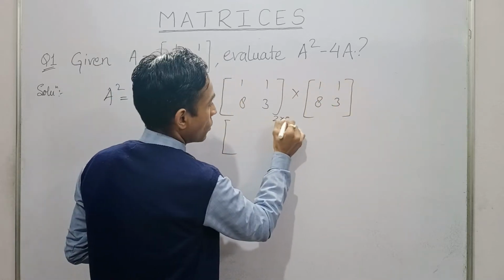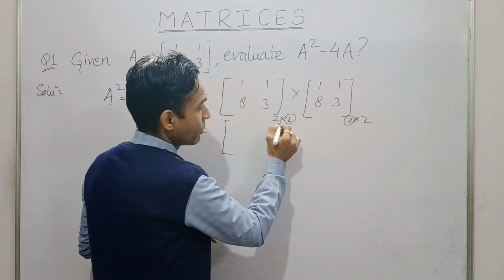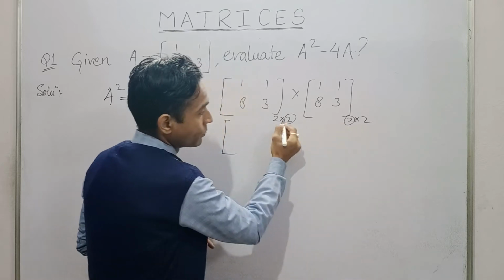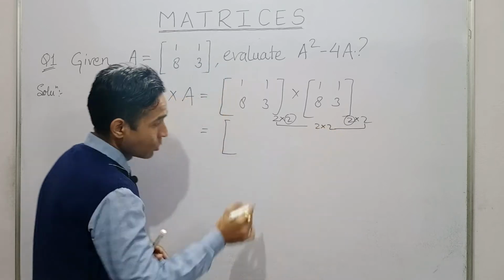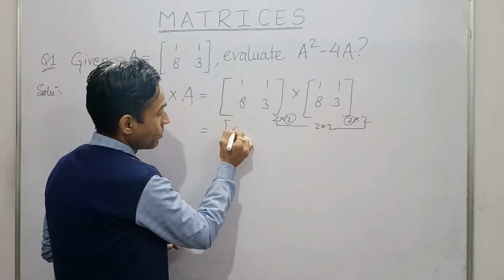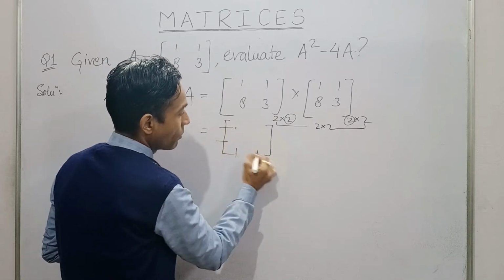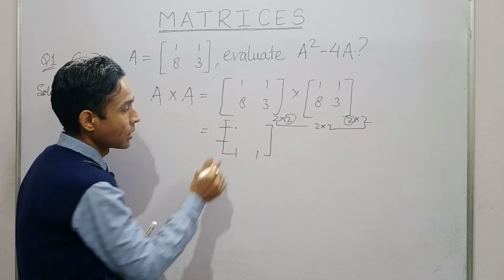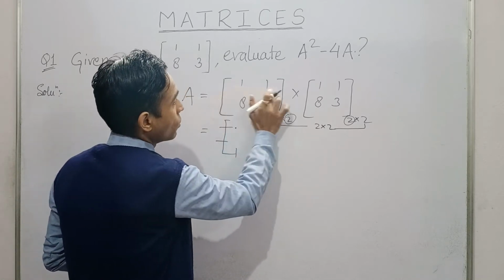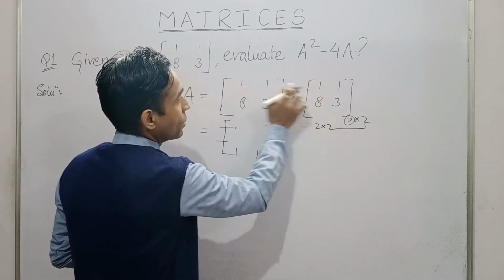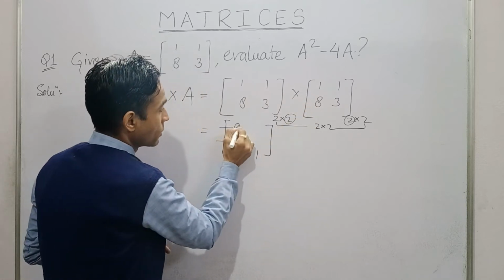So this is of order 2 by 2, this is of order 2 by 2, they are multiplicative, and the order of the resulting matrix will also be 2 by 2. So here 2 by 2 means 2 rows and 2 columns. So here we will have 4 elements inside this matrix. The first element here will be a11. So first row, first column, this row will be multiplied to this column. 1 into 1, 1, and 1 into 8, 8, 1 plus 8 gives 9.